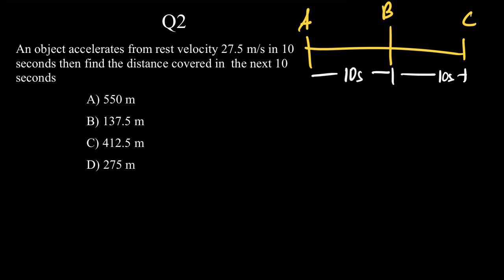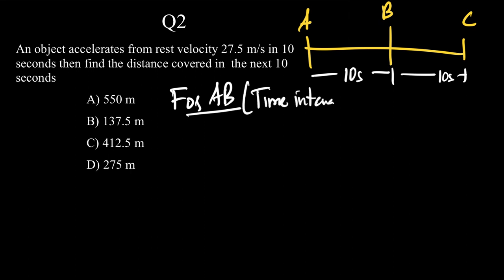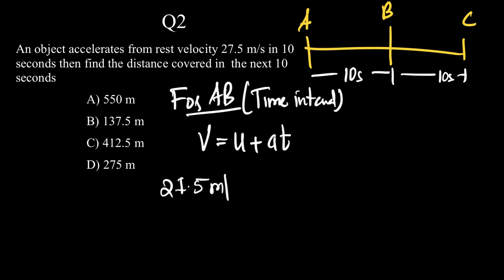seconds. Now, if we consider the motion for the time interval AB, mind you, AB is not the distance moved, it's the time interval. So, for the time interval AB, what can we write the equation of motion as? V is equal to U plus AT. What is V? It is given that the body has attained 27.5 meter per second. What is U? U here is 0. Why? Because it's given in the question that it is from rest.